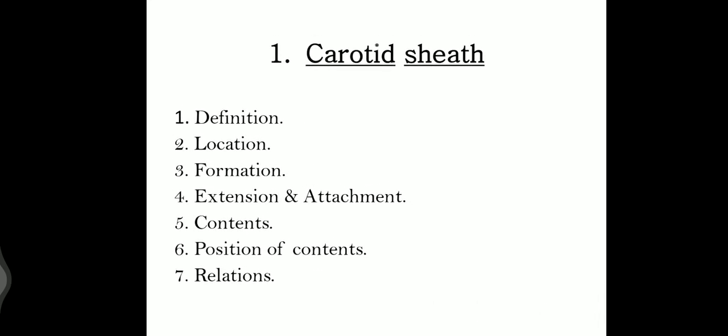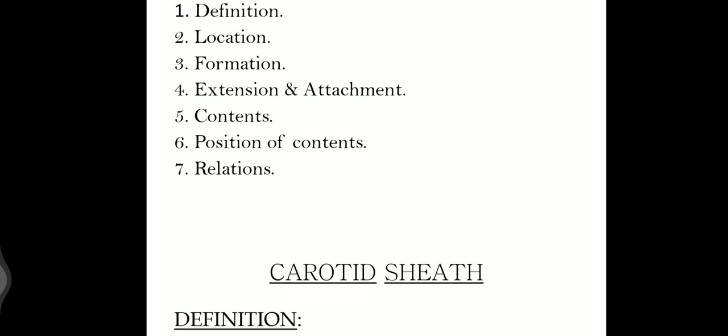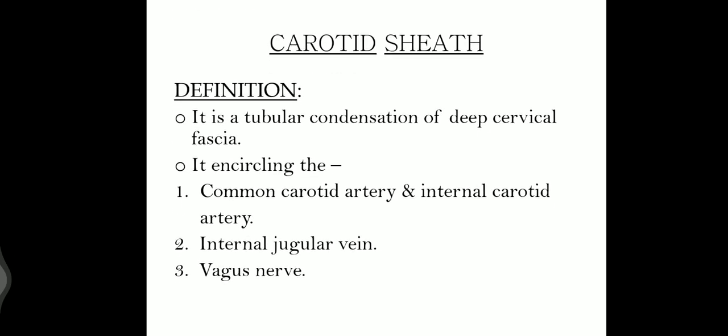We are going to see the following headings: the definition of the carotid sheath, location, formation, extension, that is the proximal and distal attachment, its contents, the position of the contents within it, and the relations. The carotid sheath is a tubular condensation of the deep cervical fascia encircling the common carotid artery, internal carotid artery, internal jugular vein, and the vagus nerve.